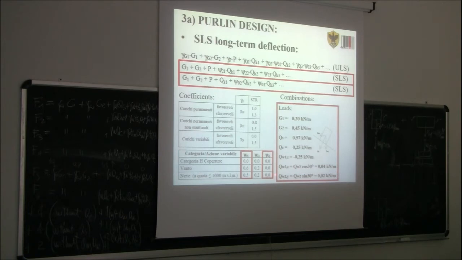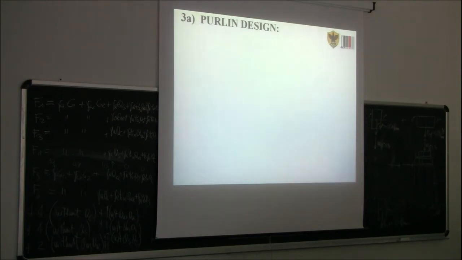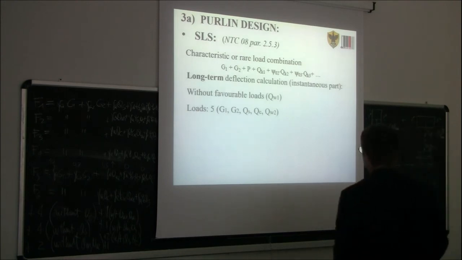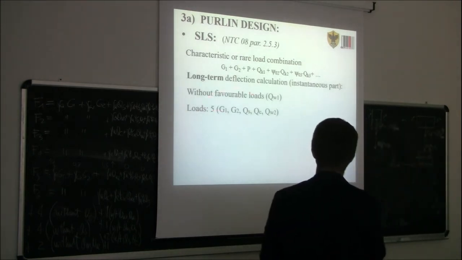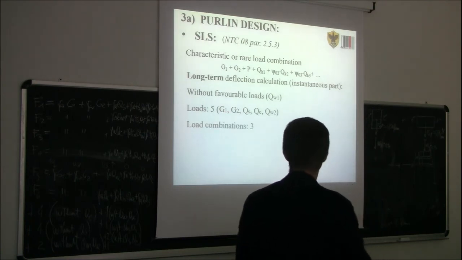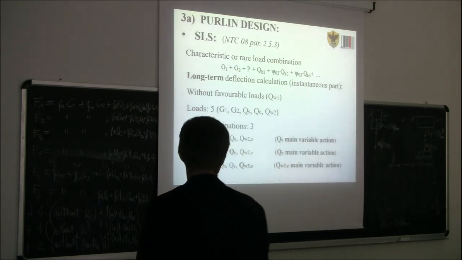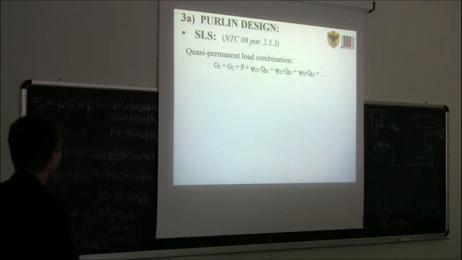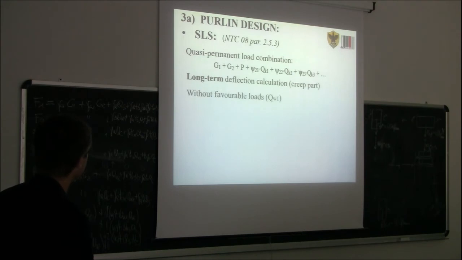And again, as we said before, we can use the vertical component 0.04, or we can ignore the horizontal component because it's very small. So, the instantaneous deflection calculation will be done under these 5 loads. We have 3 load combinations. Now, of course, it's always the same. Permanent load combinations, we have only this.